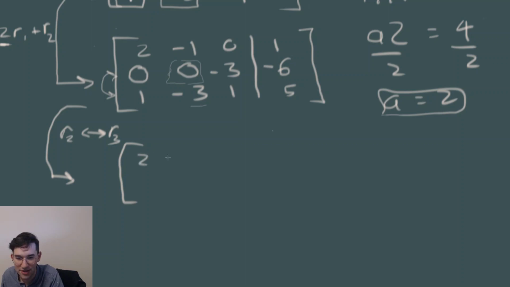All right, let's write the rows that don't change, which is just row 1. Now we're going to write row 3 here.